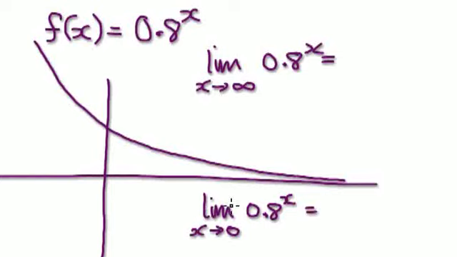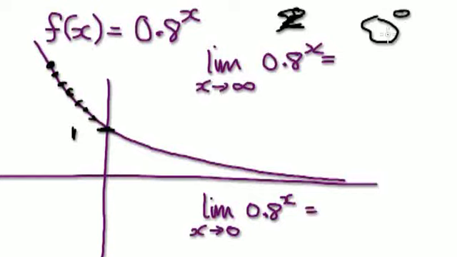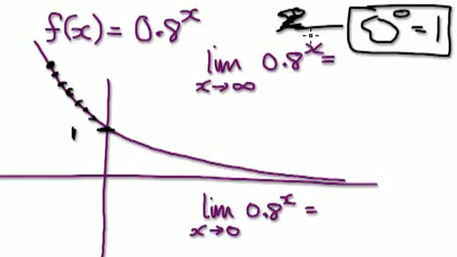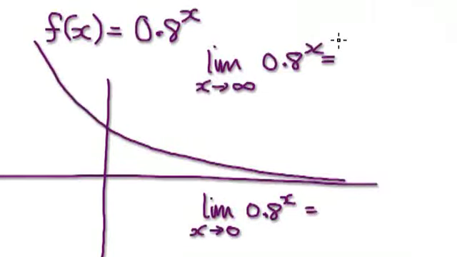Now here, the limit as x tends towards 0. That means you've got to move from the left hand side. By the way, this point here is 1, because any number to the power of 0 is 1, from my indices. If you don't understand this bit, watch a video on indices. Anything to the power of 0 would be 1. So this point here is 1.